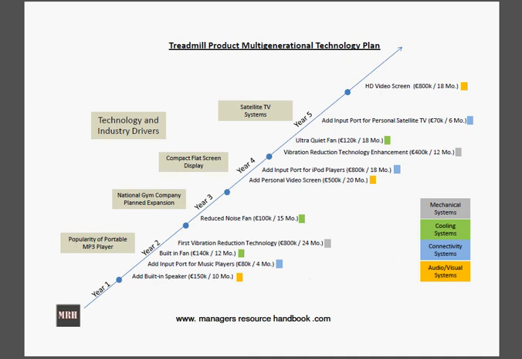And here's a third example of very similar information, just displayed in a manner that may be better for your business and your company. One other note to make here, beyond the year, the time, the market and industry trends, and of course the technology, is the type of technology that you're working on. So we've got it broken up here into 4 categories: the AV systems, connectivity, cooling, and mechanical systems.